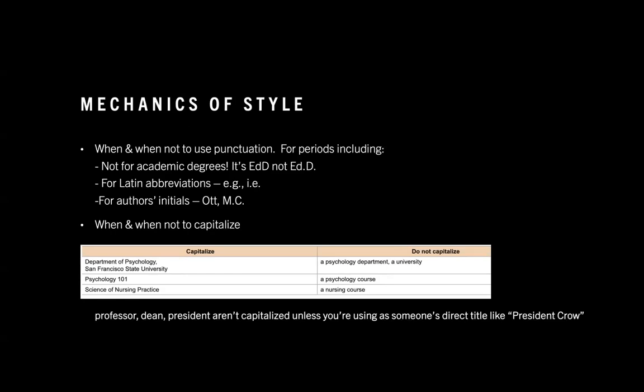This might be a surprise to you. In terms of periods, there's a whole list of times when you do and do not use them. I'm just highlighting a few that I've found people don't realize. Surprise, not for academic degrees. You don't say P-H period D period, nor E-D period D period. It's all combined, no periods, when you're referencing degrees. So you will have an EdD without any periods in it, and I have a PhD without any periods in it. However, you do use periods when you're abbreviating Latin terms like e.g. or i.e. It's not just EG without periods or IE without periods.